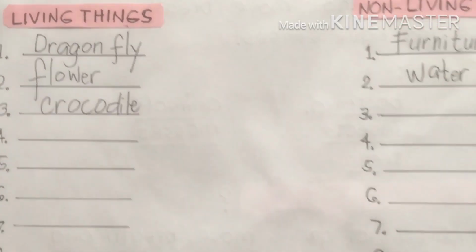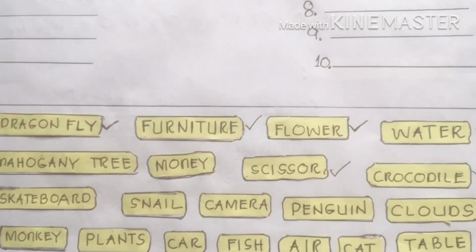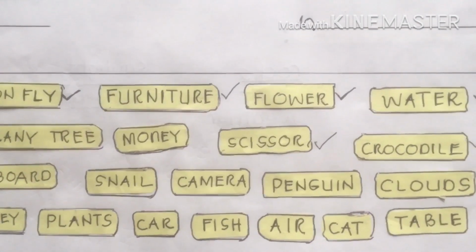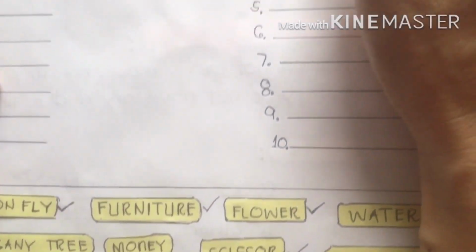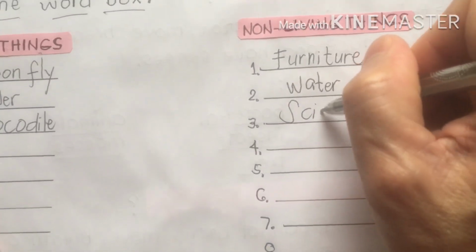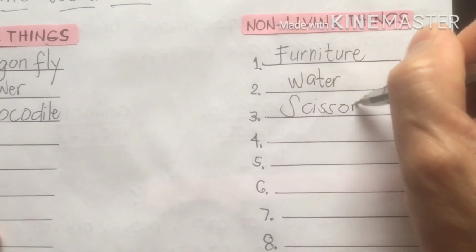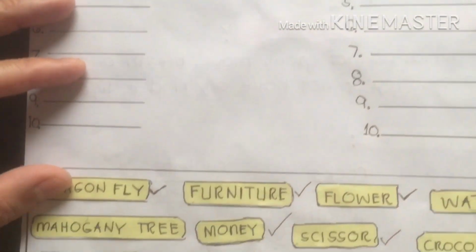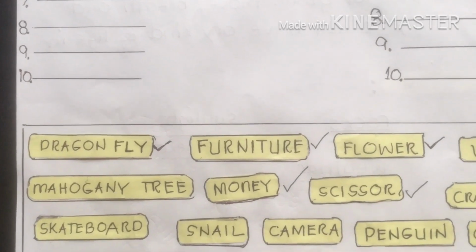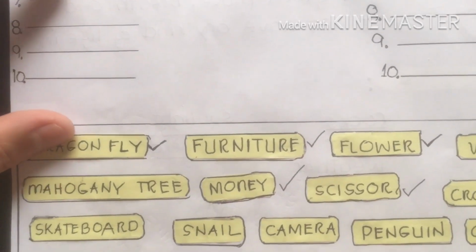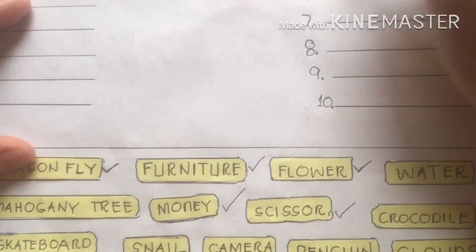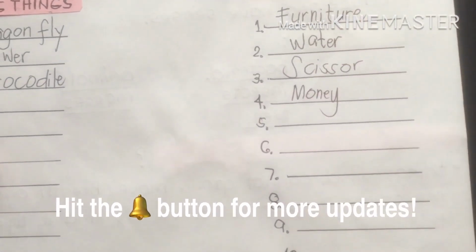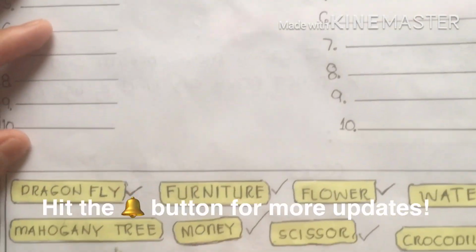Next, scissor. Okay, we need scissors in order to cut different types of materials, for example paper cutting or fabric cutting. So we're going to write scissor. That belongs to non-living things. Next, money. Wow, that's very important, of course. Class, we buy things that we need every day. But money belongs to non-living things.